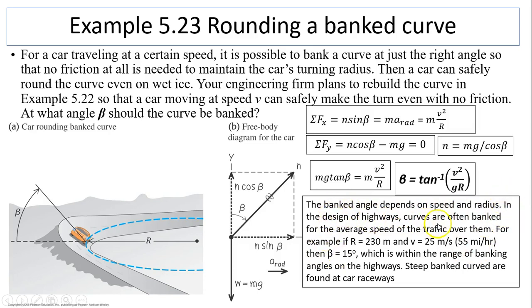So in the design of highways, curves are often banked for the average speed of traffic over them. For example, if r equals 230 meters and v equals 25 meters per second, which is about 55 miles per hour, then your beta should be 15 degrees, which is within the range of the banking angle on highways. Steep banked curves are found at car raceways. That's because at car raceways, v is a lot bigger, so beta has to be bigger.